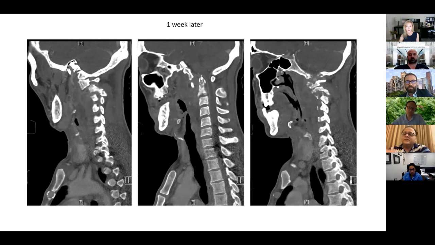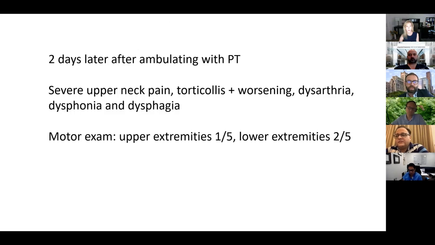So that's a week later. The next day after that scan was done, he was working with physical therapy. Two days after that CT was done, he was up and about with a Miami J collar nice and tight. He started complaining of severe, excruciating neck pain, torticollis, and then worsening dysarthria, dysphonia, and dysphagia. His motor exam abruptly worsened to 1 out of 5 in the upper extremities and 2 out of 5 in the lower extremities. So at that point, we were consulted.